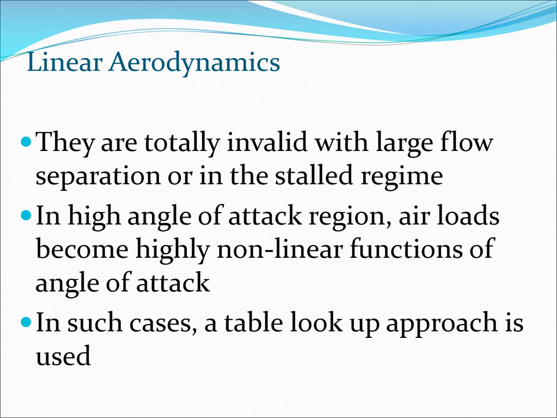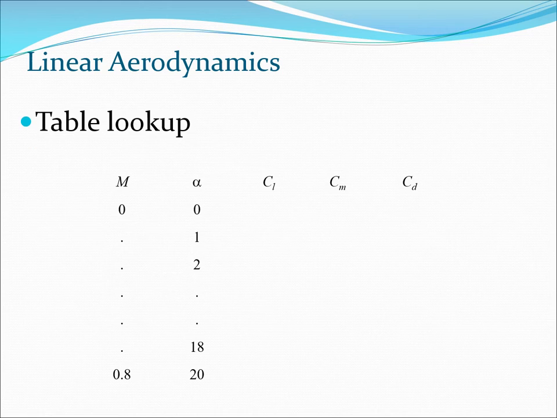Now in such cases also, there are some table lookup schemes which can be used to calculate the CL, CD and CM. So what's a table lookup? A table lookup is essentially a table. So in this table, you have, for example, Mach number in one column. You have alpha in one column, say 0, 1, 2, up to 18 to 20 degrees. And then you have CL, CM, and CD. So these tabulated values are typically obtained from experiments performed on airfoil sections or wing sections.